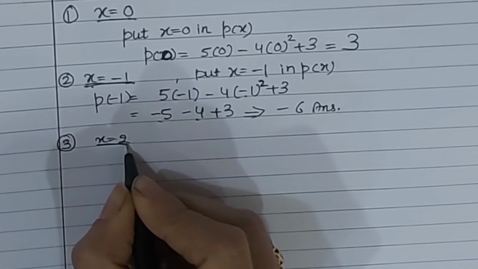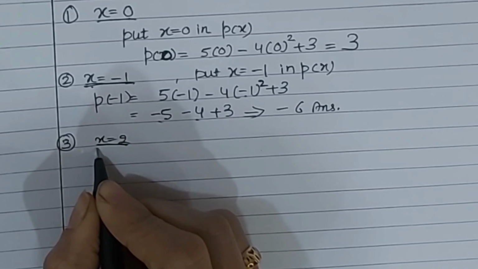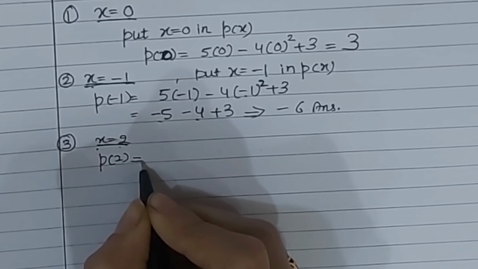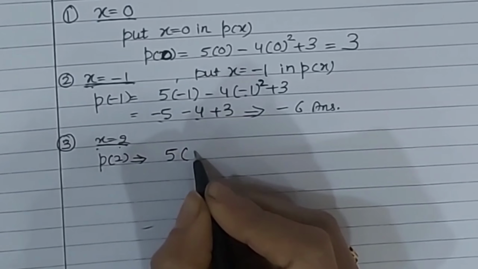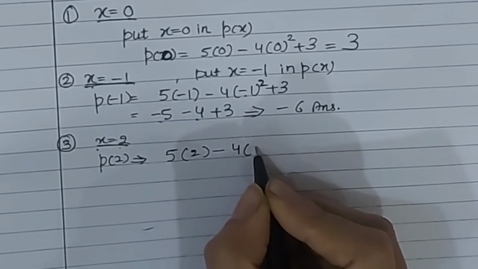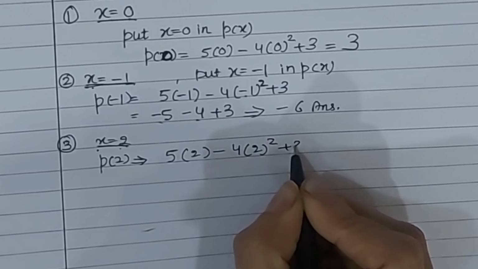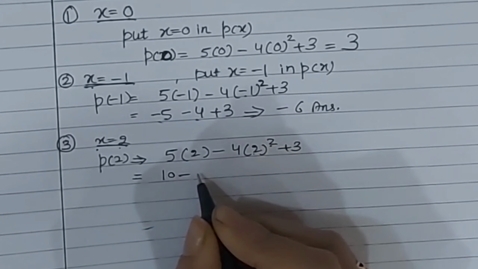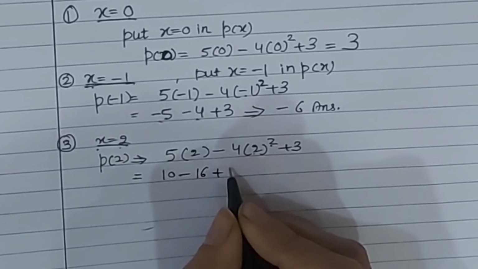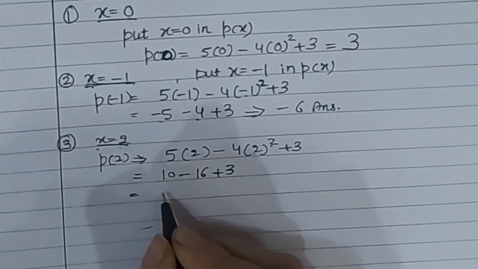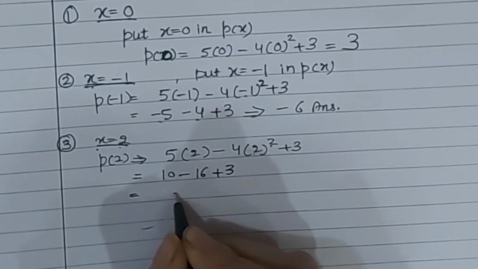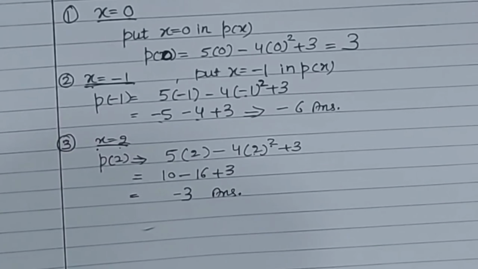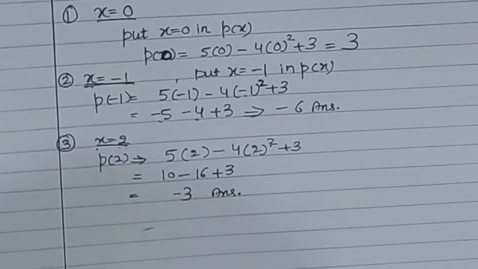Now the last part is x is equal to 2. When we put the value of x is equal to 2 in the polynomial px, then what we'll get? 5 times 2 minus 4 times 2 raised to the power 2 plus 3, which is equal to 10 minus 4 times 4, 16, plus 3. So which is equal to minus 6 plus 3 is minus 3. This is the answer. Right, we have to find like this the value of any polynomial when the value is given to us.